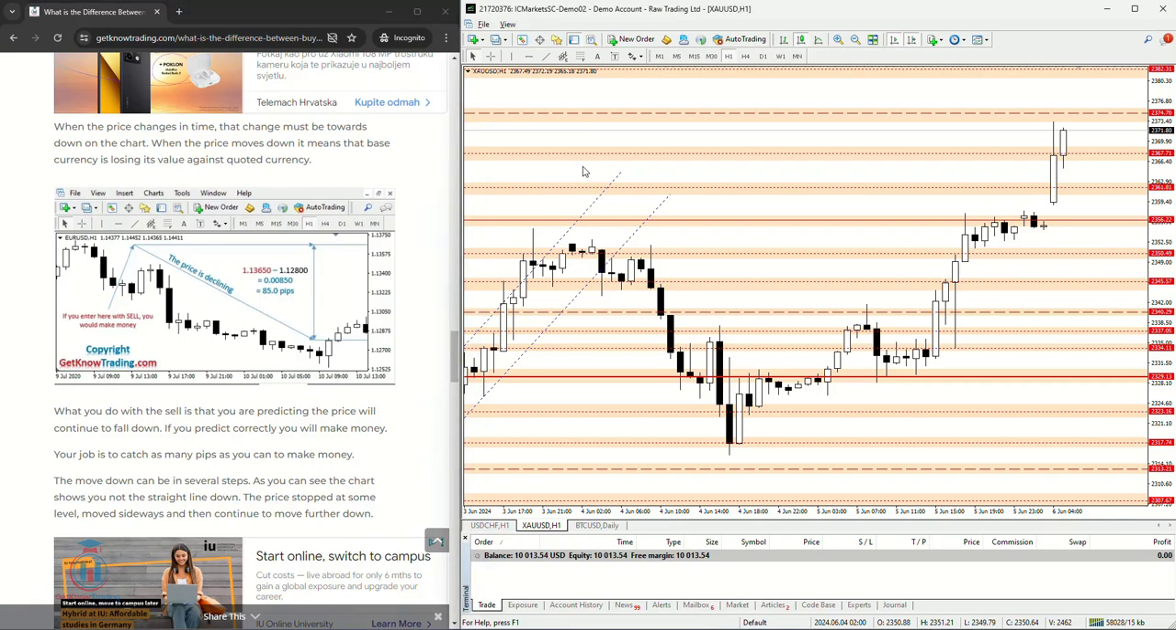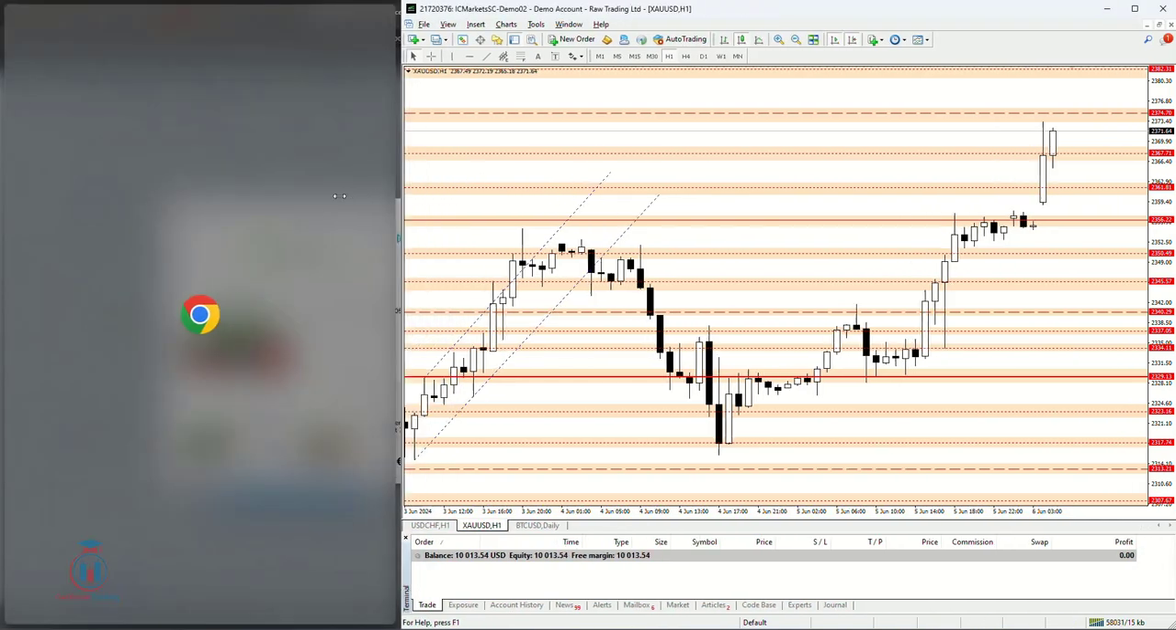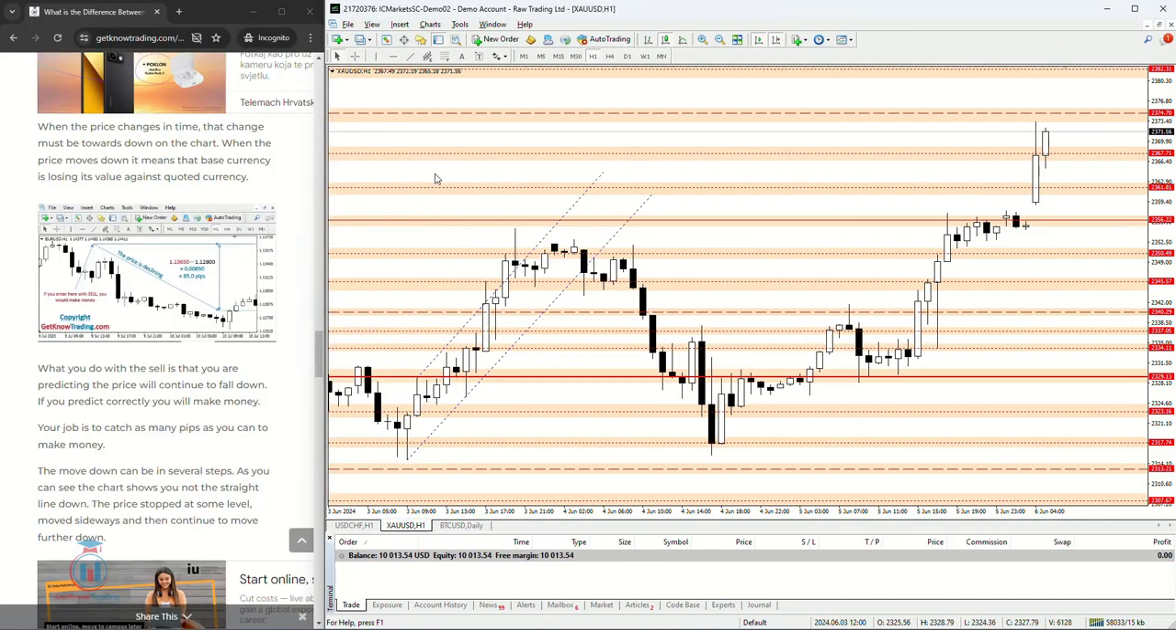Now let's return here to the trading platform, where I will show you a little bit more detail about this one. In this example, I will first open a sell order. So you can see the price should decline and you should make money if the price goes down. But if the price goes against you, that means it moves up, you will lose money.